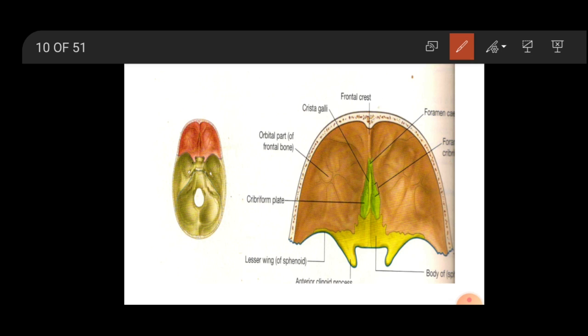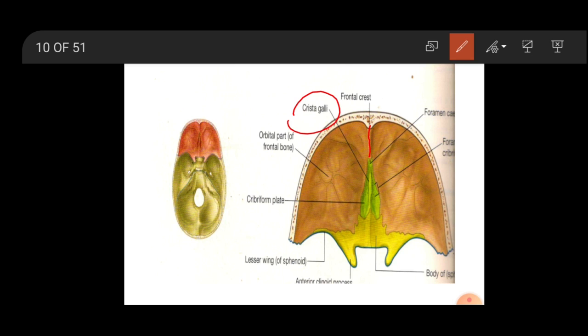So you see this crest. In the midline you see a structure, that is the frontal crest. And then immediately posterior to that you see the projection, that is the crista galli.